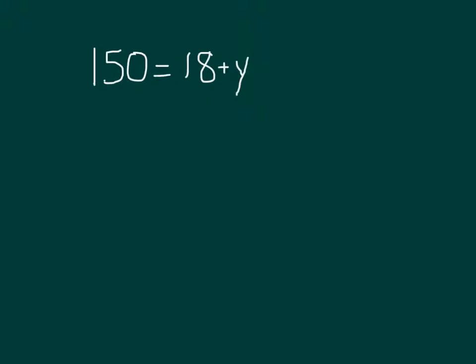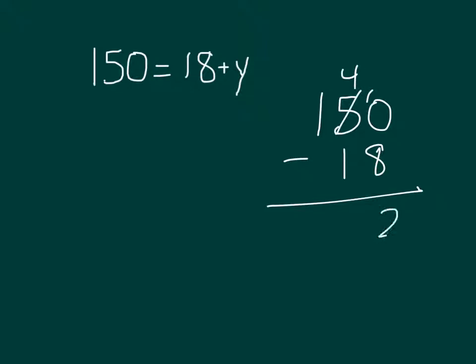In the case of number 2, if I'm looking at what do I add to 18 to get to 150, that's the same thing as saying 150 minus 18 equals y. And this is just a simple subtraction problem. So I have y equals 132.